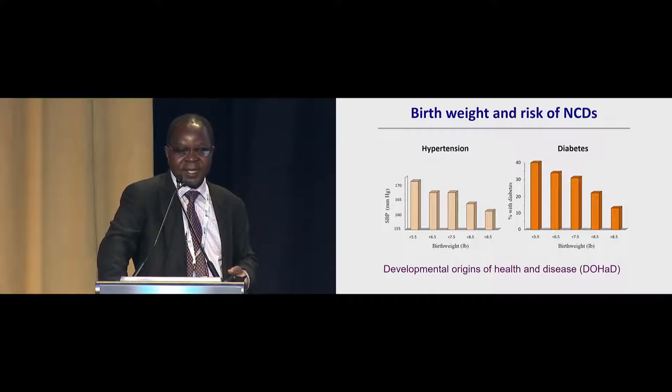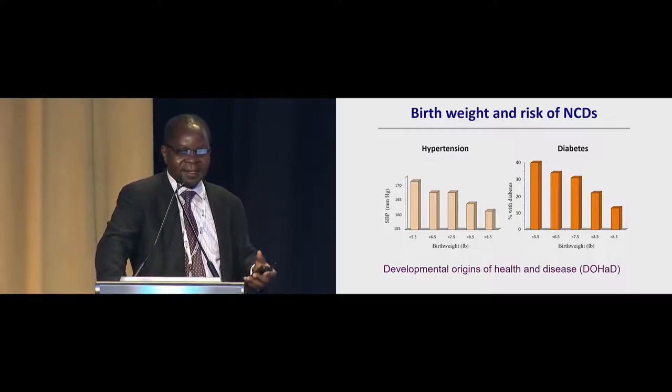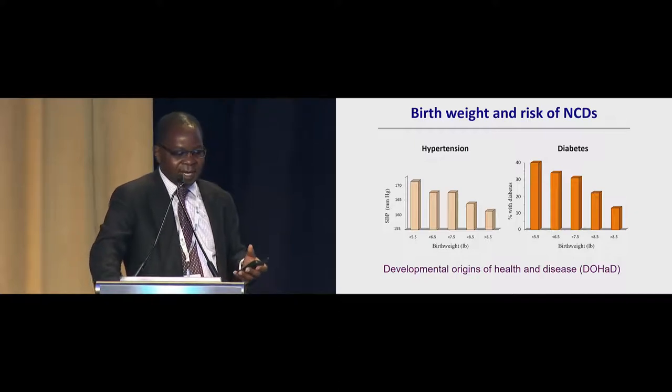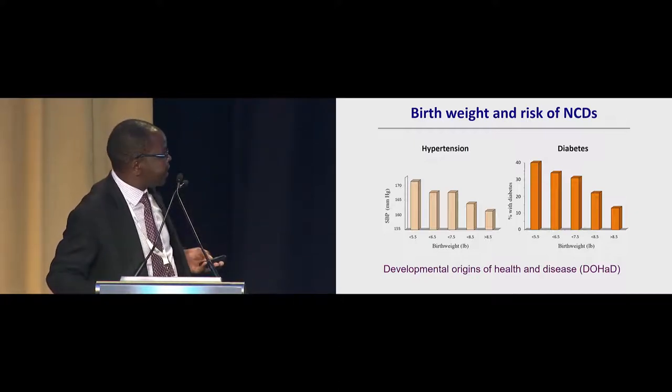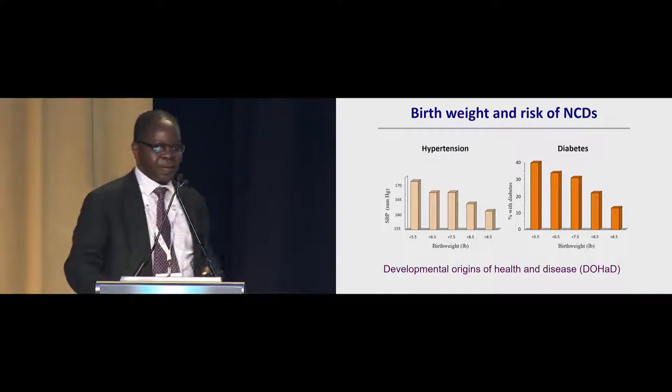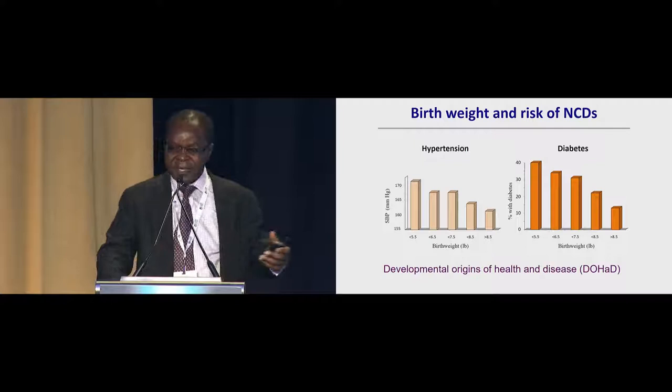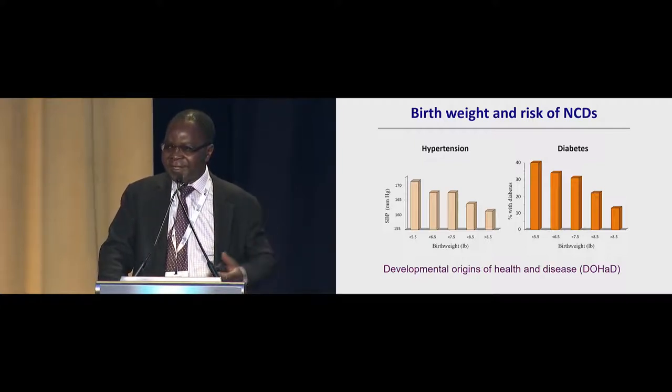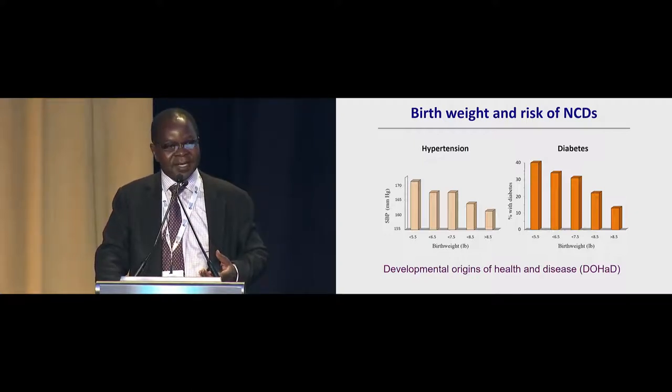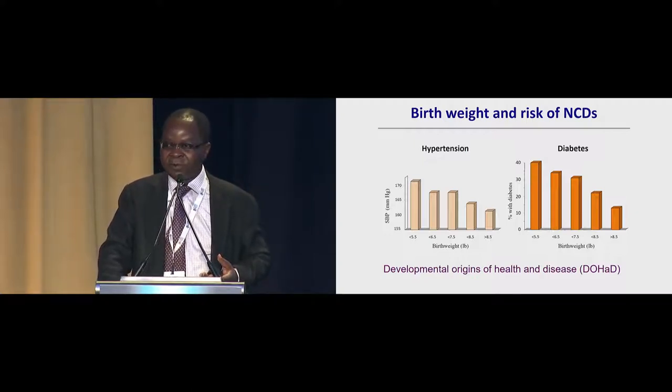So he went back to look at records of individuals who were at this time in their middle ages, 50, 60 years old, and traced their birth records and observed that if you are of low birth weight, you have a much higher risk of hypertension, you have a much higher risk of being diabetic than if you are born of normal birth weight. So clearly, it suggests that these conditions can have their origins quite early in life, in actual sense, well before you are born.